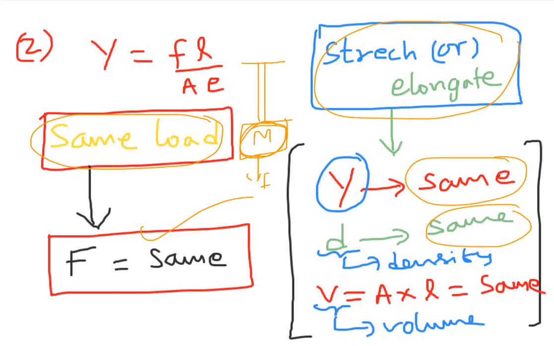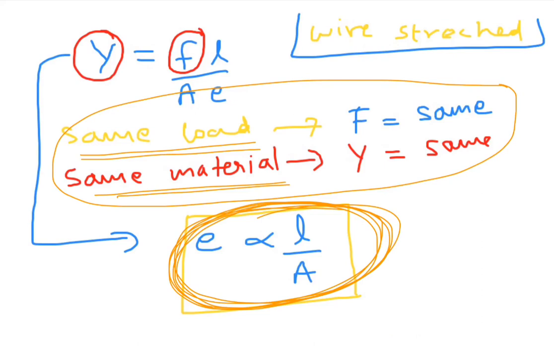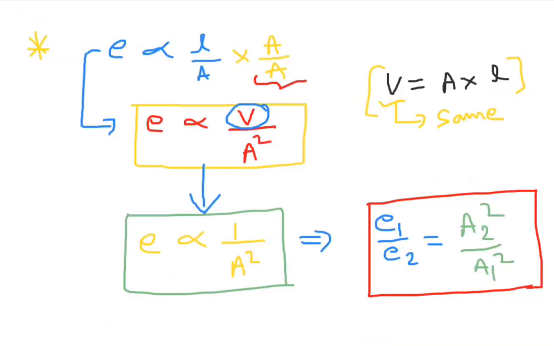Second application: Y equal to FL by AE, same load, and we are stretching or elongating. We noticed what the constants are here. As same load and same material, E is proportional to L by A. Then we multiplied numerator and denominator with length. L square by V. V is constant, so E is proportional to L square. Next, E is proportional to L into A by A into A, which is volume by A square. Volume is constant, so E is proportional to 1 by A square. E1 by E2 equals A2 square by A1 square.